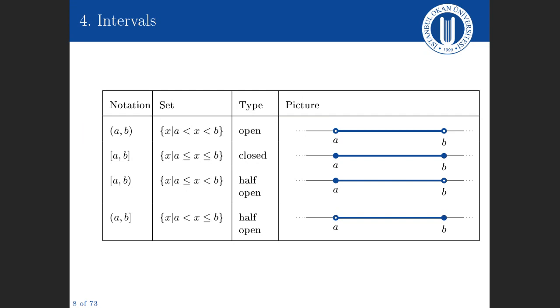Next, let's look at the second one. Square bracket a comma b square bracket. This means the set of all real numbers x such that x is greater than or equal to a and x is less than or equal to b. This is a closed interval because both of the endpoints of this set are contained inside the set.